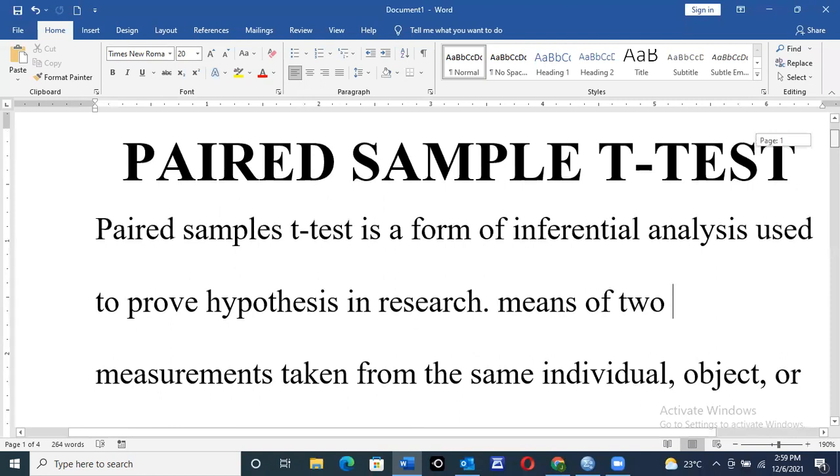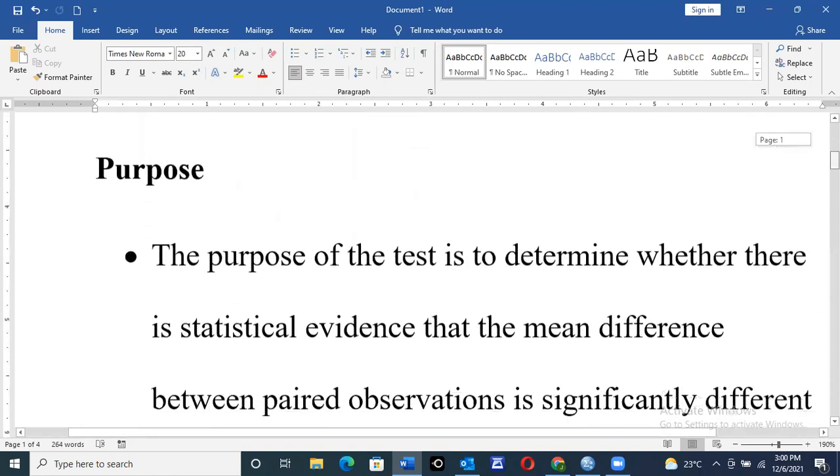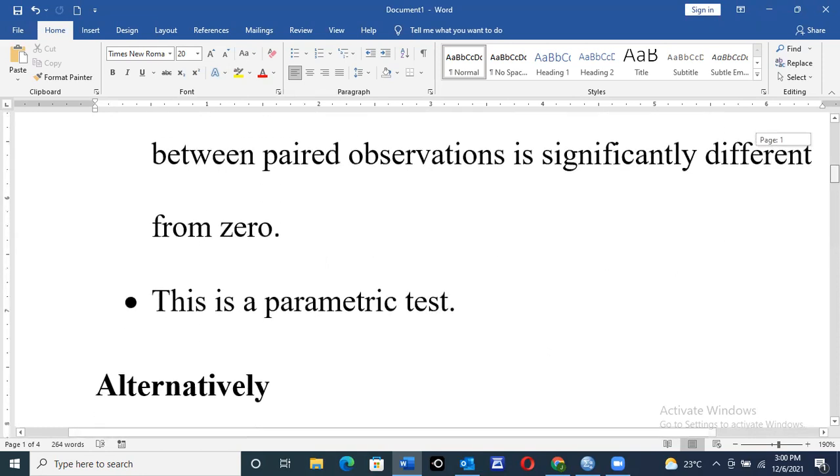My name is Joshua, and today I'll be taking you through some of the assumptions of the paired sample t-test. This is a form of inferential analysis, and it is used to prove a hypothesis in research. In this case, the means of two measurements taken from the same individuals, objects, or related units are compared. The purpose of carrying out this test is simply to determine whether there's statistical evidence that the mean difference between paired observations is significantly different from zero.